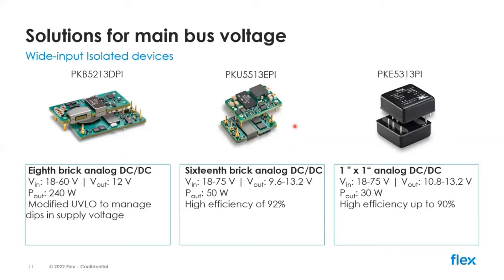If lower power is needed, we have the PKU 5513E, which is a sixteenth brick, and this is a 50 watt rated product with an input voltage of 18 to 75 volts. And then for even lower power, we have the PKE 5313 PI, which is a 1 inch by 1 inch, 18 to 75 volt input, 30 watt output device.